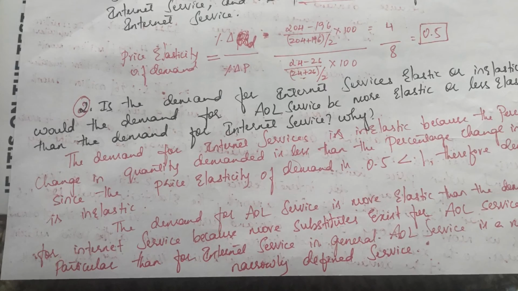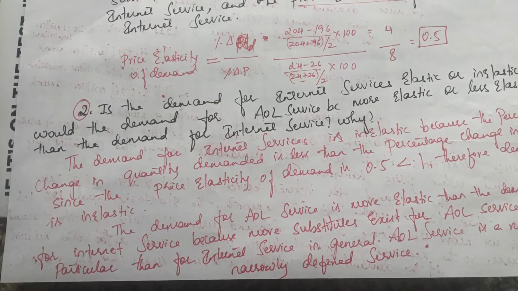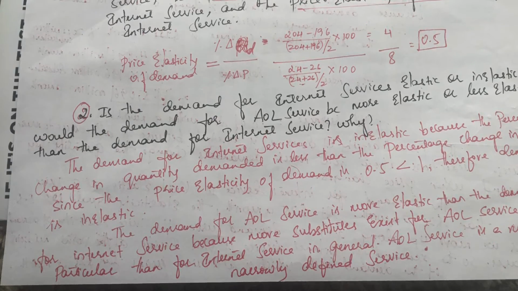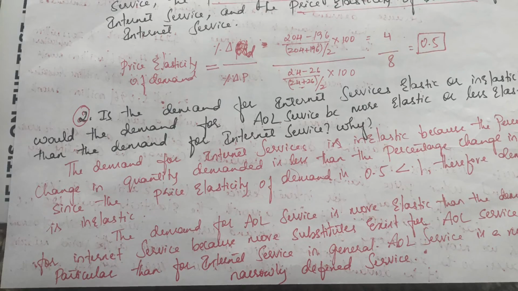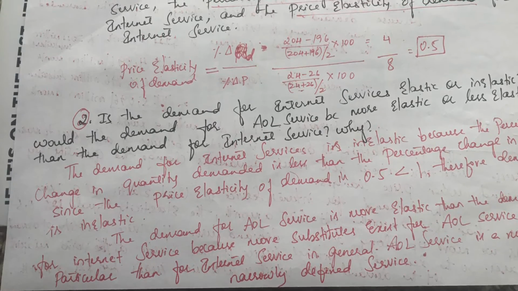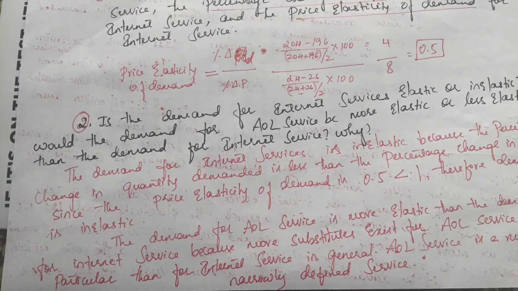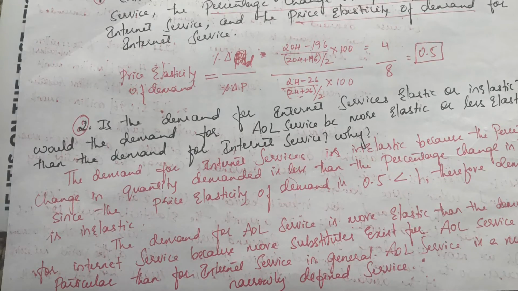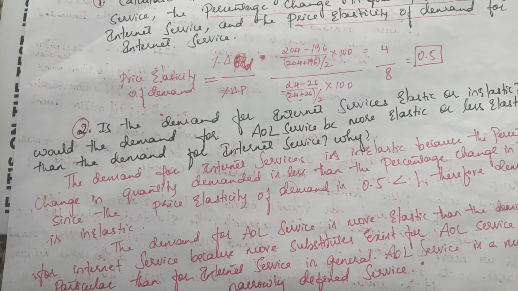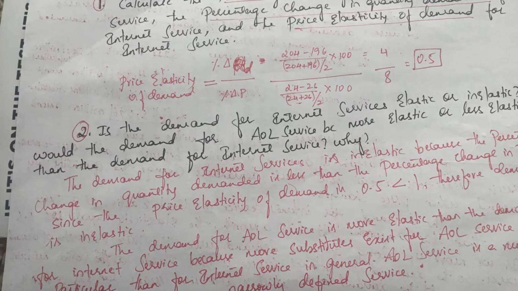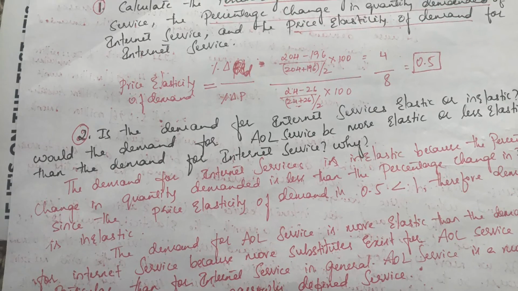You can see this from the above calculation. The second is the demand for AOL service is more elastic than the demand for internet service because more substitutes exist for AOL service in particular than for internet service in general. AOL service is a more narrowly defined service.